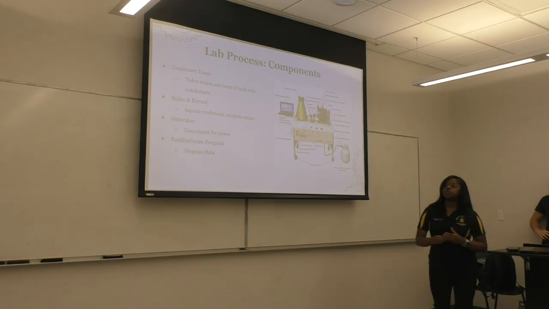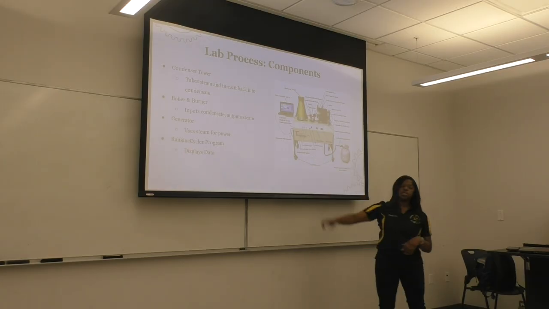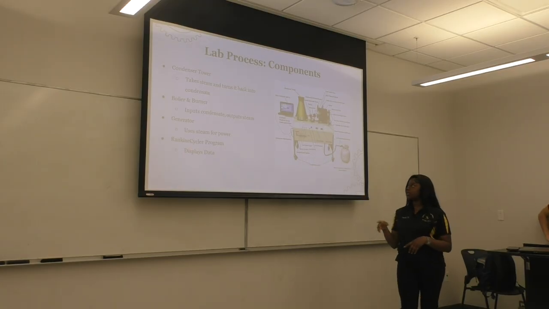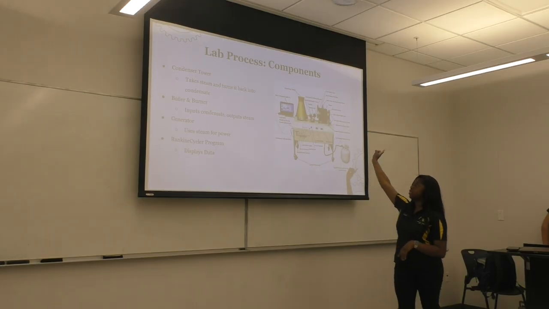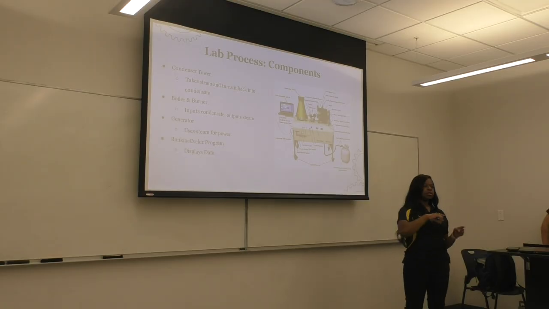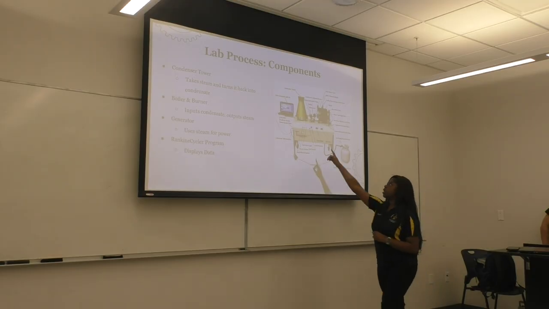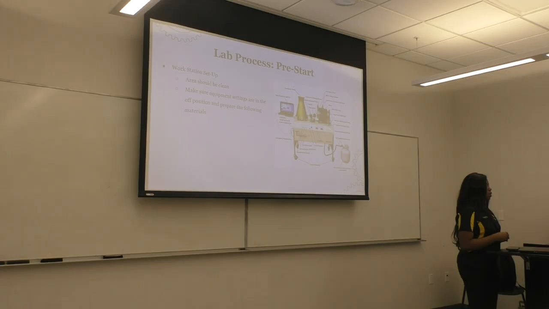As far as the components within the lab process, there is the condenser tower, which takes the steam and turns it back into condensate. Then it goes to the boiler, which inputs the condensate and outputs steam. The generator uses the steam to produce power. And the Rankine cycler program is what displays the data for everything within the equipment.